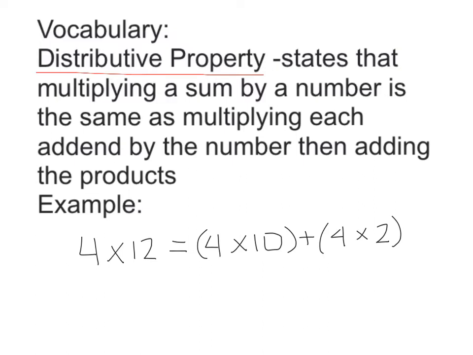The example below says 4 times 12 equals 4 times 10 plus 4 times 2, because 10 and 2 together are 12. So you take the 12 and break it down into its expanded parts. That's the distributive property. Please pause to write down the vocabulary and example in your notebook.